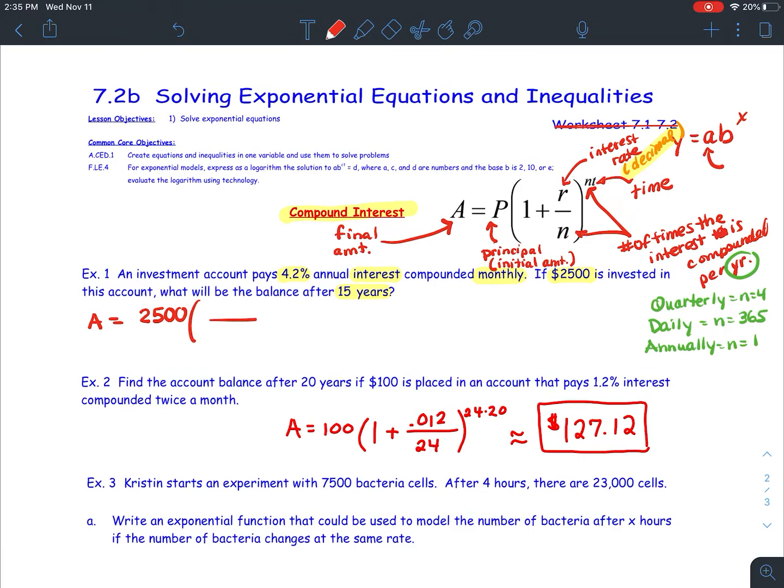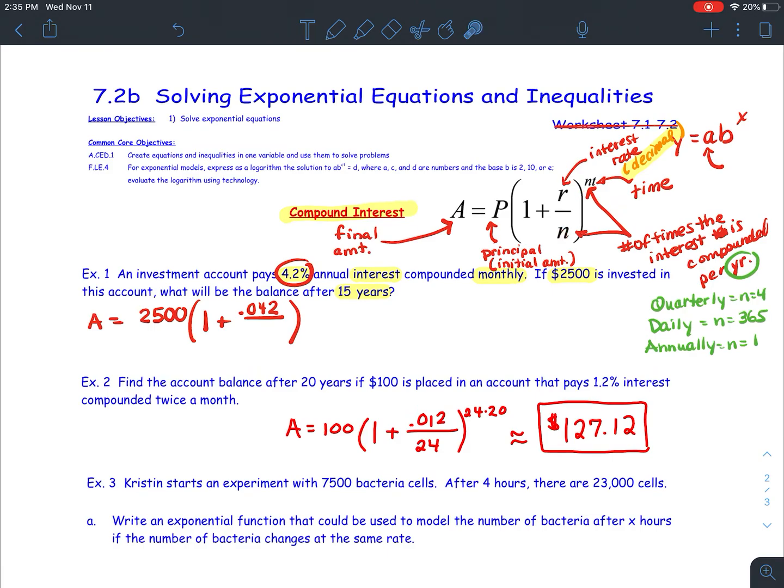So we're going to plug that there. All right, then we have 1 plus the interest rate. Now be careful, this is given to you as a percent. You're going to need to swing that decimal point 2 places to the left so that we're really inserting 0.042 in for the R.